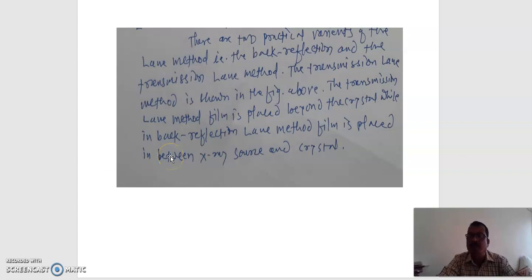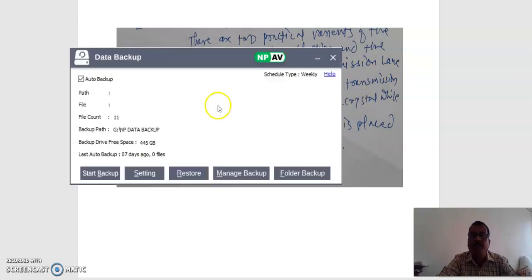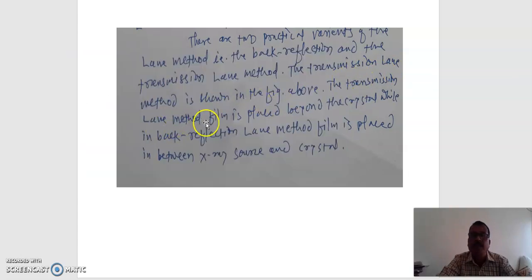For multiple choice, remember that the transmission Laue method is shown in the figure above. In the transmission Laue method, the film is placed beyond the crystal, while in the back reflection Laue method, the film is placed in between the X-ray source and the crystal. Okay, that is the Laue method of X-ray diffraction.